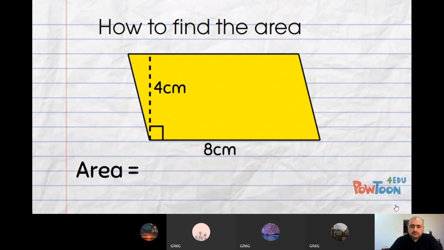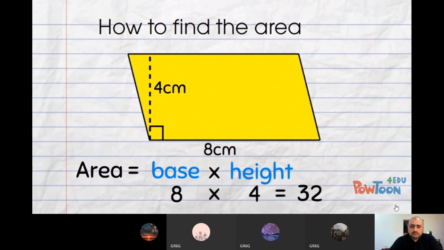The area of a parallelogram is base times height. So 8 times 4 is 32 centimetres squared. Never forget units of measurement squared.